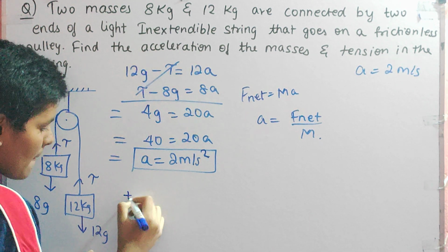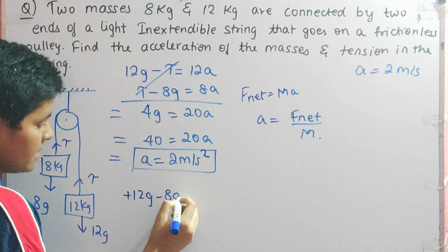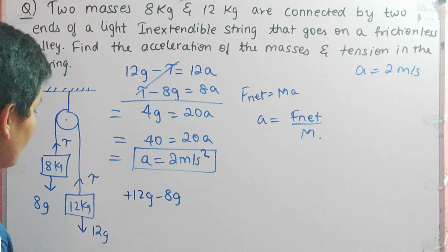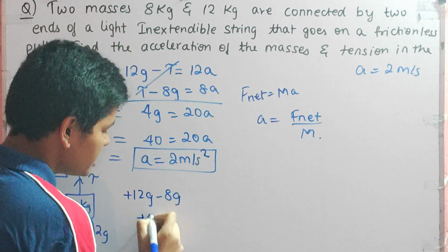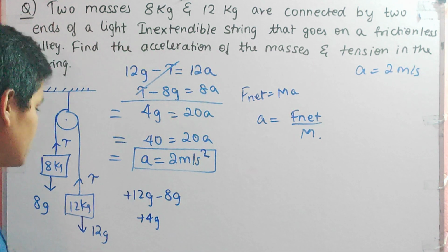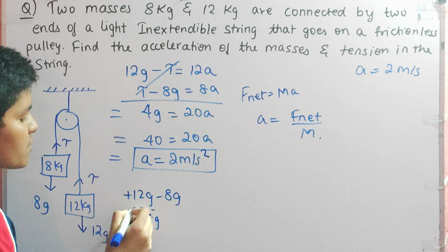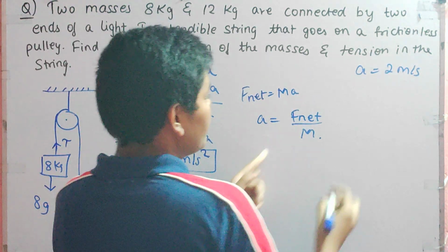So here this is plus 12g minus 8g. What is the net force? The net force is downwards. How much? Plus 4g. If you assume downward as positive and upward as negative, the net force will be plus 4g.